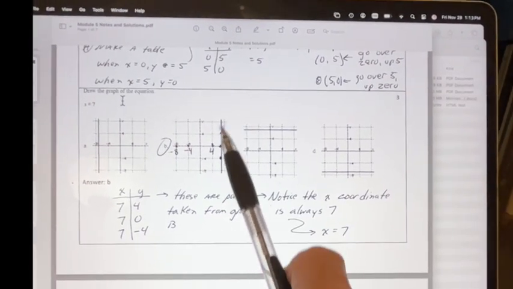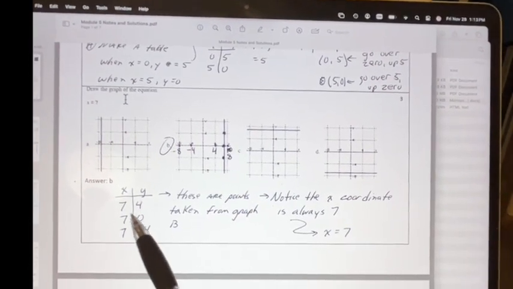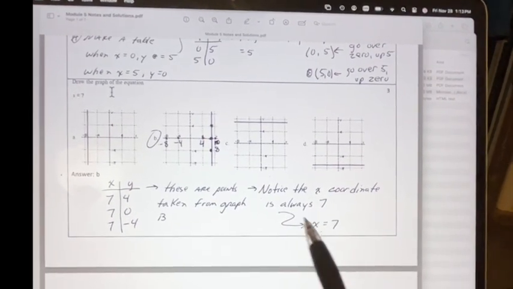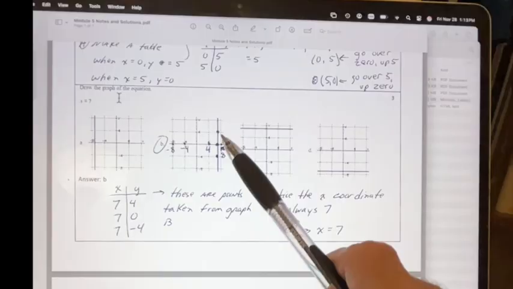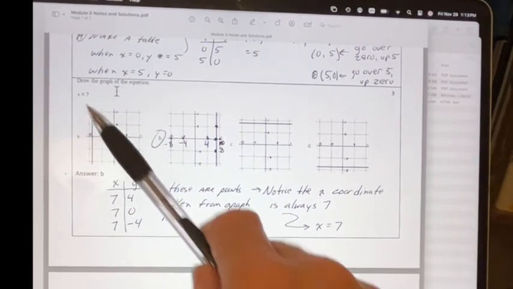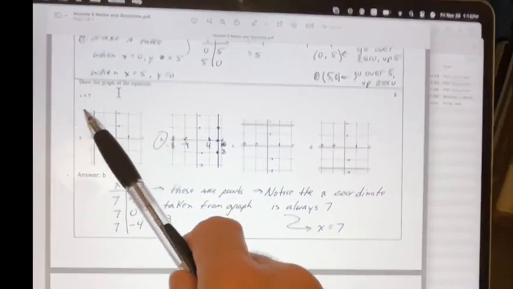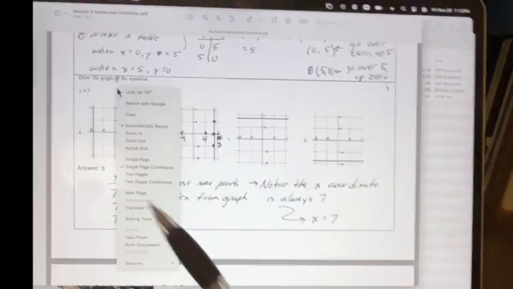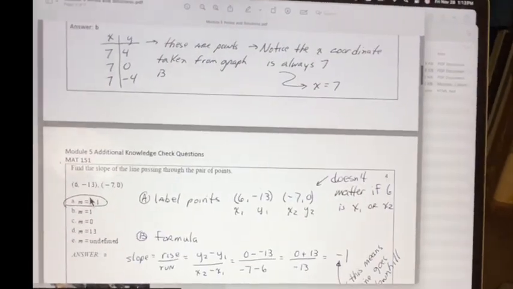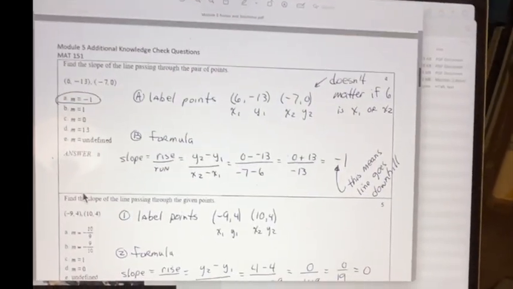Some of you sometimes can just know the answer here. X is always 7. And this is what I mean by x is always 7. Just read that, and I think you'll get it. And I give you those 3 coordinates. Their x value is always 7, so that's why. And that's a tricky one, because what do you do with that? Well, hopefully this helps you. So let's look at the next one.